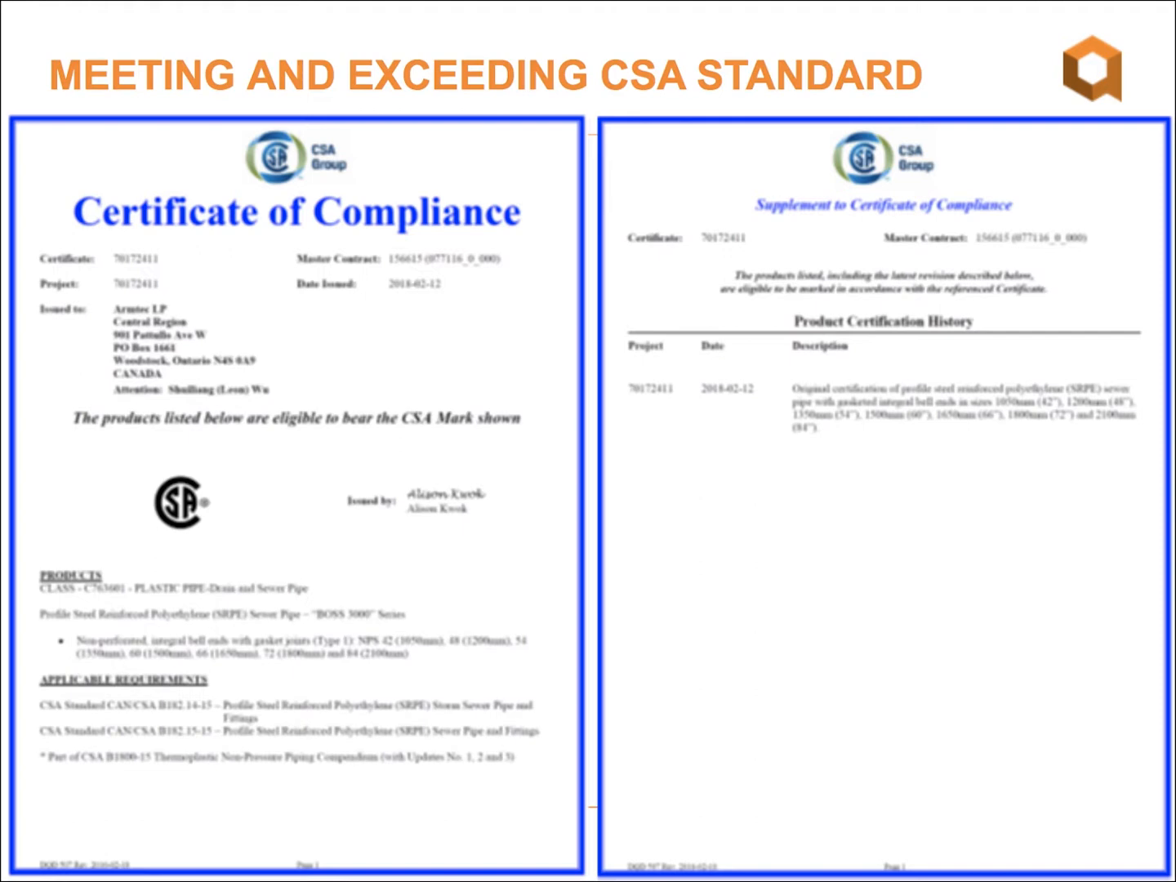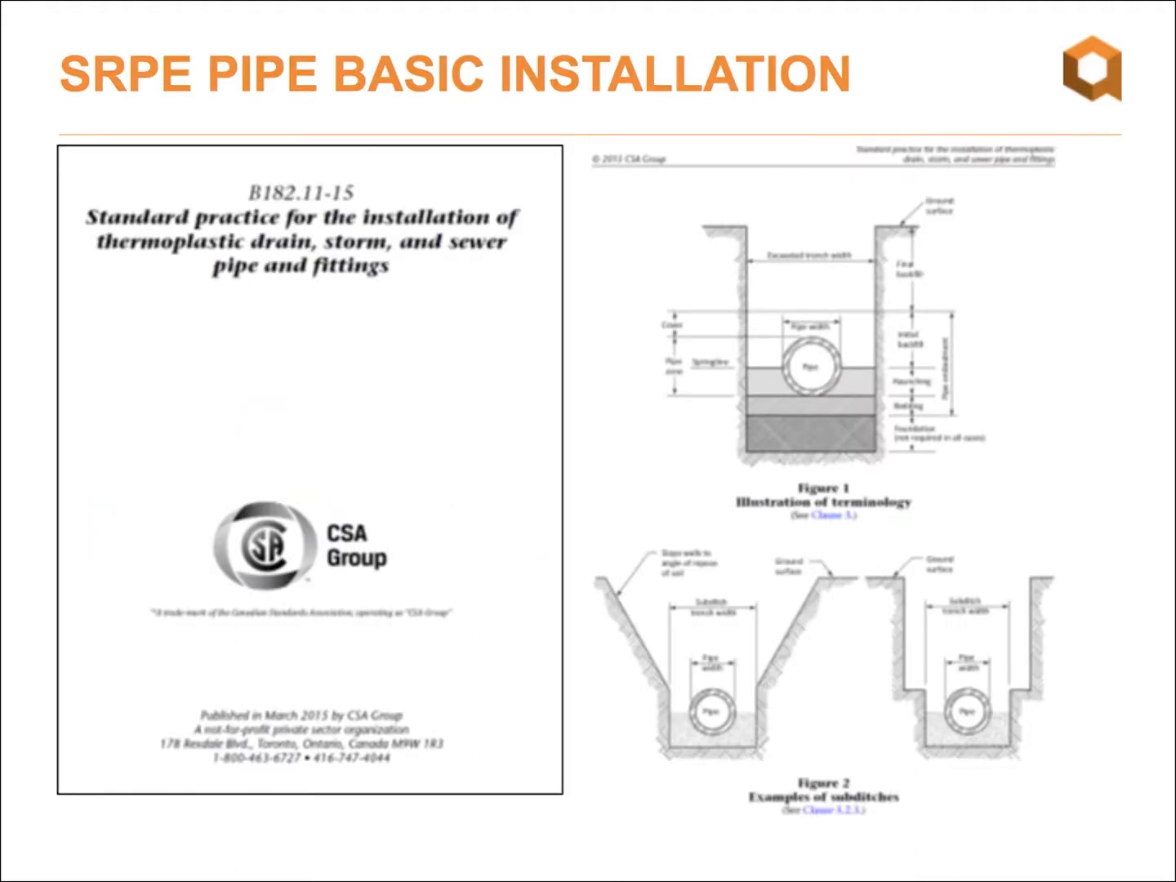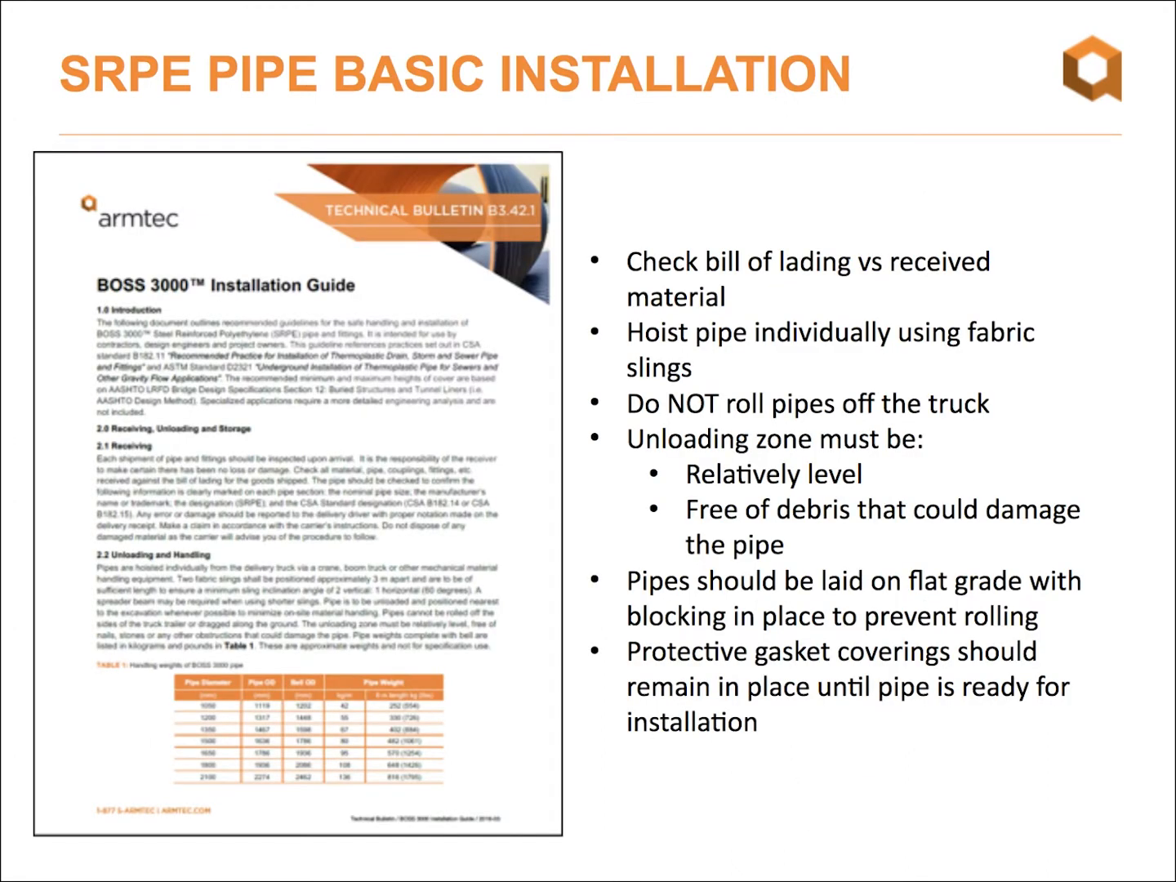So knowing that the product is a good product, third-party certified to CSA standard requirements, now it's about time to talk about how the basic installation procedures would go about. And like I said, this product can be installed as per the requirements of the CSA B182.11 standard installation. And we also publish at Armtec a very detailed installation guide that can be downloaded from our website anytime you want to have a look at it.